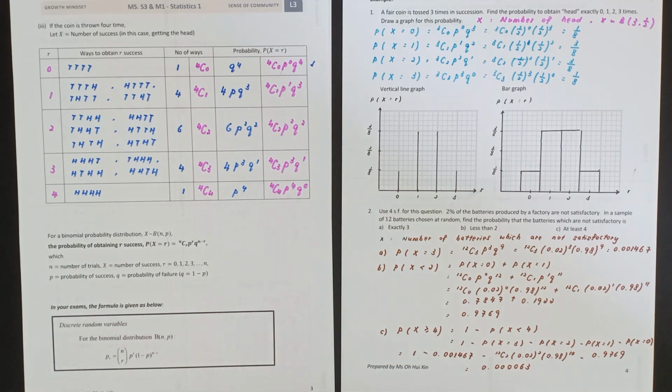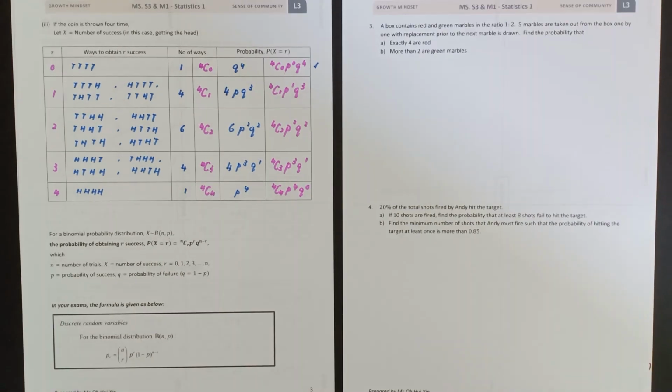Alright, okay, I hope that you can get it until now. So let's move on for the next one. Okay, number 3. A box contains red and green marbles in a ratio 1 to 2. 5 marbles are taken out from the box one by one with replacement. Okay, after next marble is drawn, find the probability, blah blah blah. Okay, so you can see in this question they have 2 marbles here, so meaning you only have 2 outcomes, which is either you get a red one or you get a green one, which is good for a binomial distribution. Okay, so now let's try to do this.